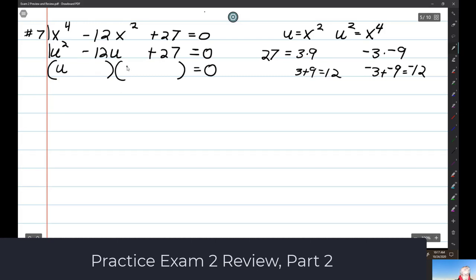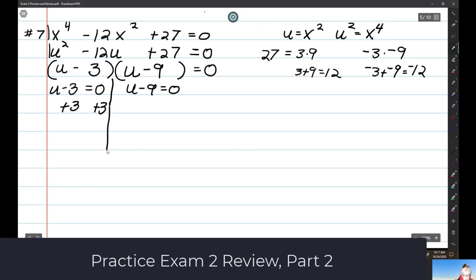So u minus 3, u minus 9. So u minus 3 equals 0, and u minus 9 equals 0. Add 3 to both sides. Zero plus 3 is 3. Negative 3 plus 3 is 0, so I've got u plus 0 equals 3. U plus 0 is u, so u equals 3.